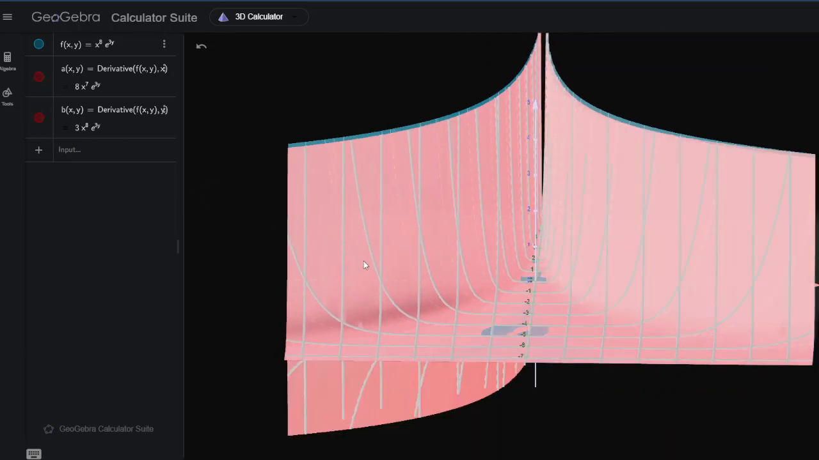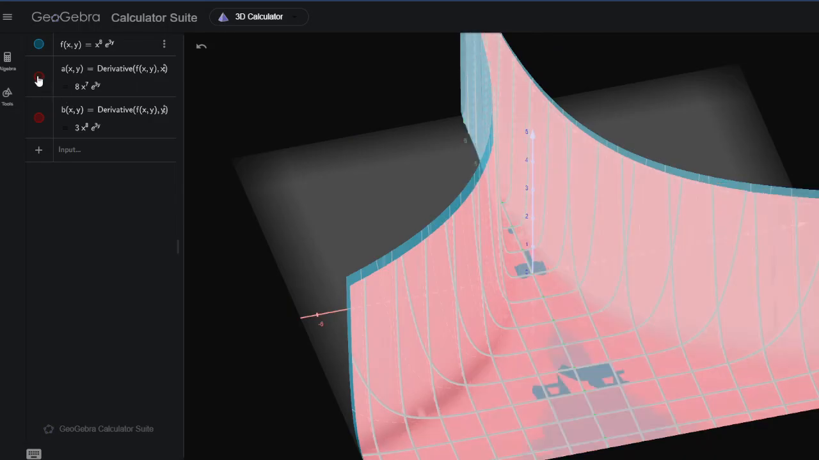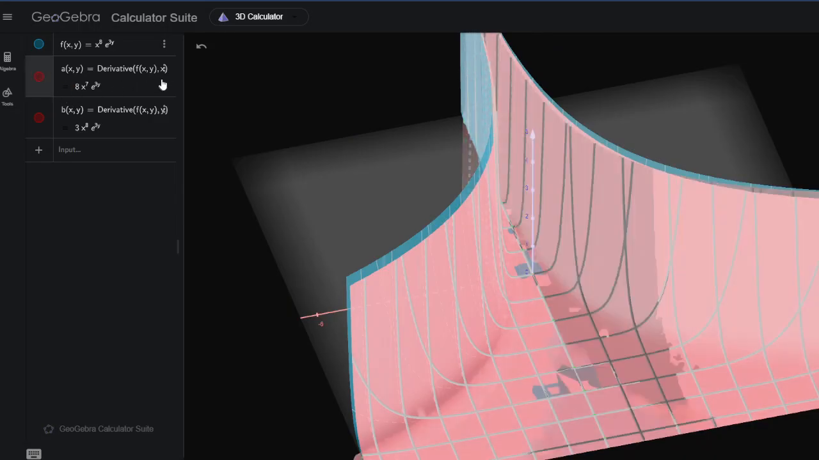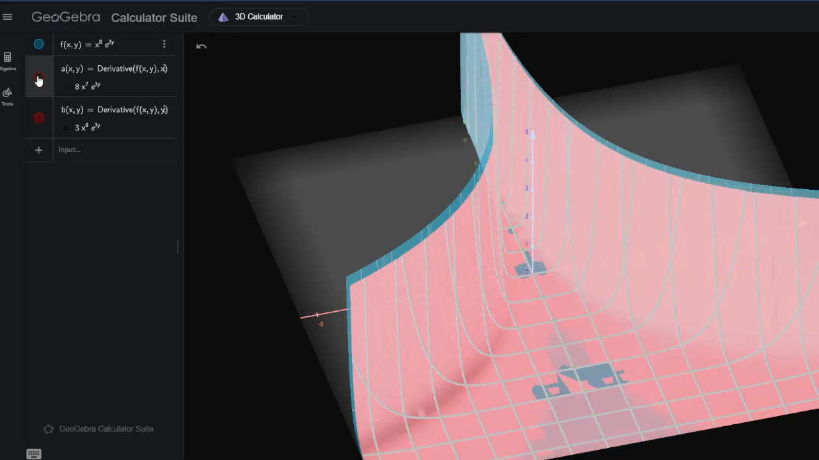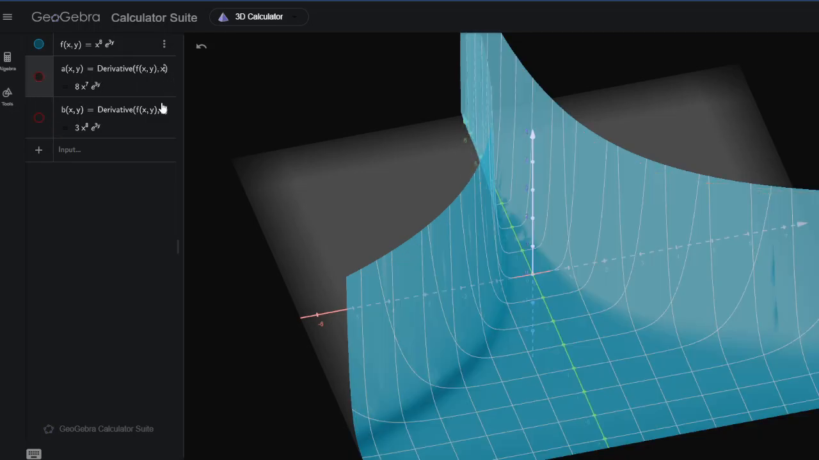And then just putting them both up. I don't know if I can change the color here. It would be nice if I could. But yeah, I'm not sure how to do that.